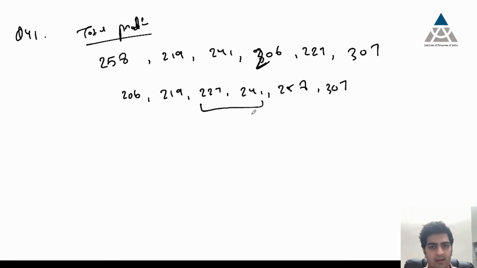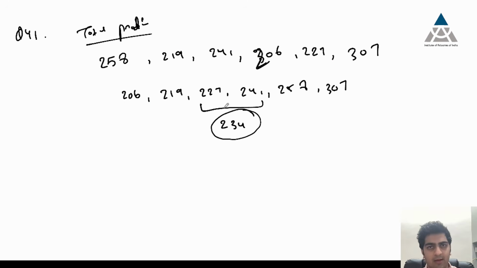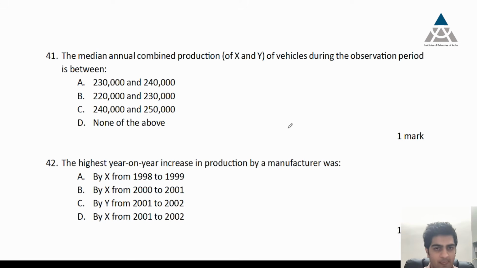Your third and fourth observations are these. You can just take the average of these two and that will be 234. So 234,000 is the median. Let's see. The median is between 230 and 240. Yes, no, no, and no. So the answer is simply option A, which is the correct answer. So you find that combined production, you find the median, and you are good to go.